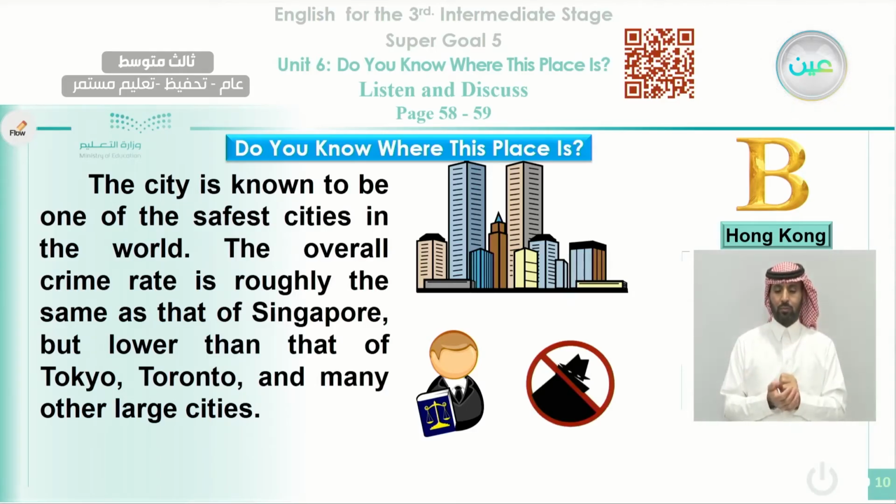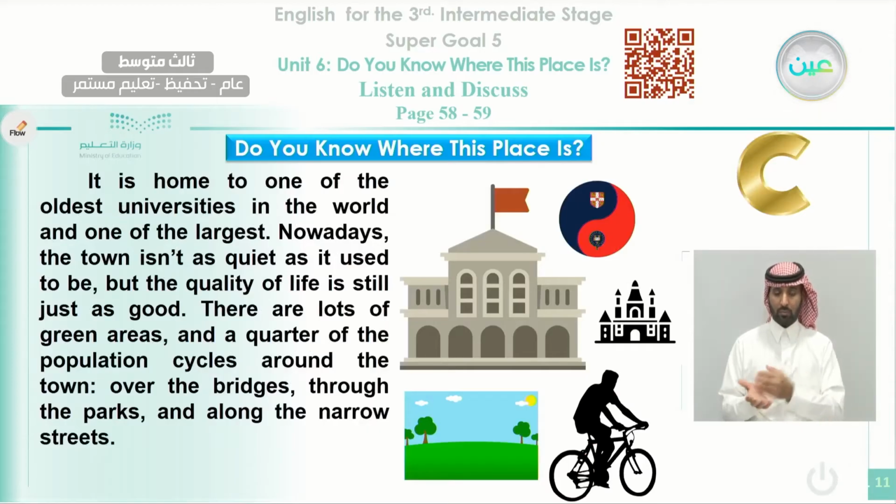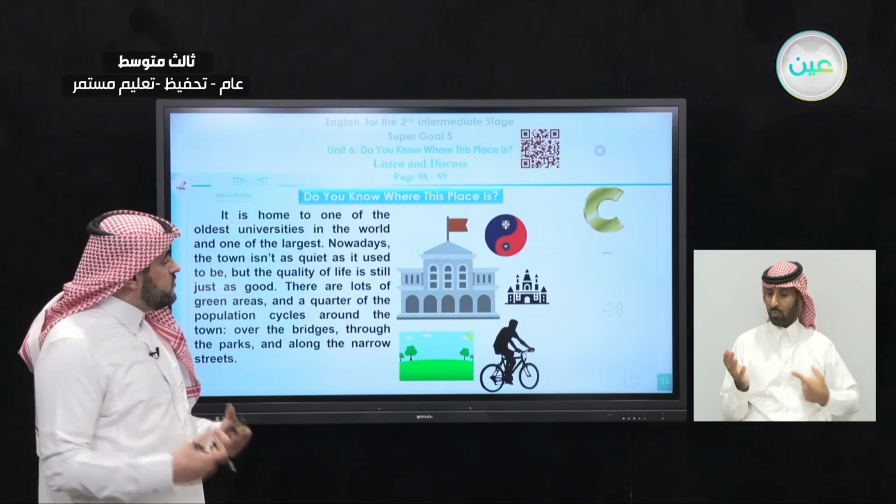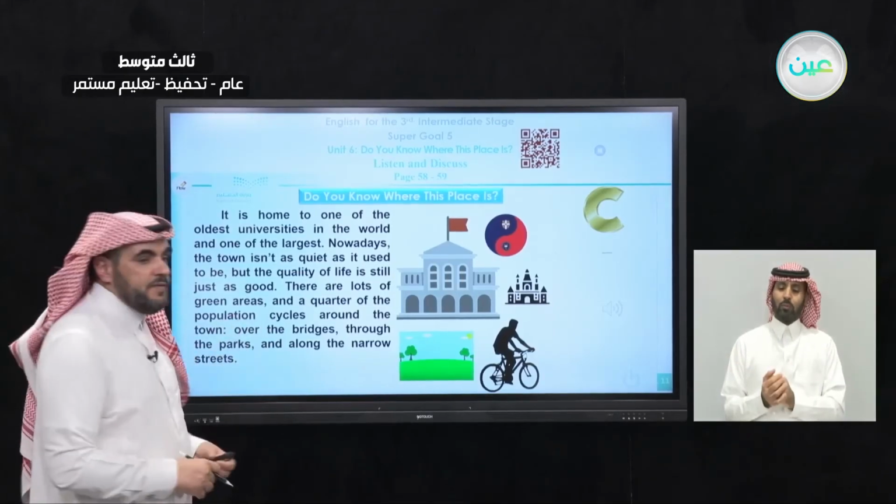Okay. Now let's move to C. Here we're talking about a city. Try to read and find out which city is described in this paragraph.